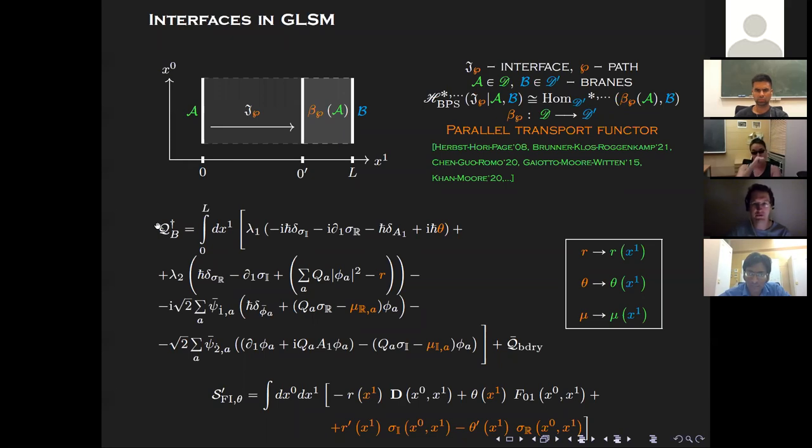How to define the interface explicitly? Here's an example of the supercharge for abelian gauged linear sigma model. As you see, it explicitly depends on the parameters I mentioned: the topological angle, the FI parameter, and masses. And following the prescription of the written paper about the algebra of the infrared, to introduce an interface, we just substitute these constant parameters by functions varying along the spatial direction.